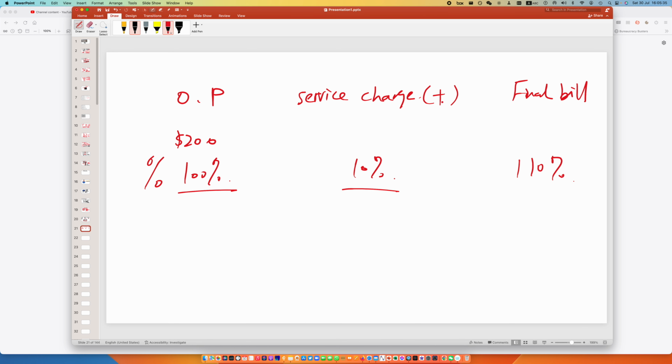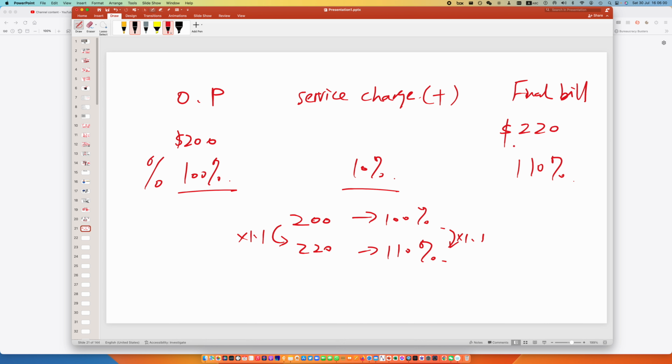Does it make sense? Yes, because it's a plus. In this case, 100% is $200. Same thing, proportionality. So 110% is 220. This one times 1.1, then this one also needs to times 1.1. Proportionality, right? So your final bill is 220. There are two ways to find the service charge. You either find 10% is how much, or you take the final bill minus the original, that is $20. Does it make sense? The same thing goes to your mark-up price and so on.